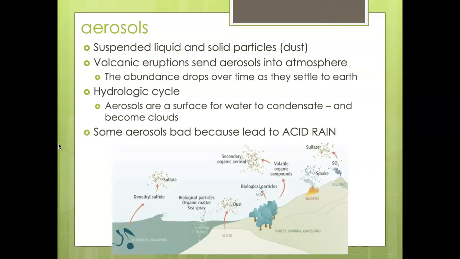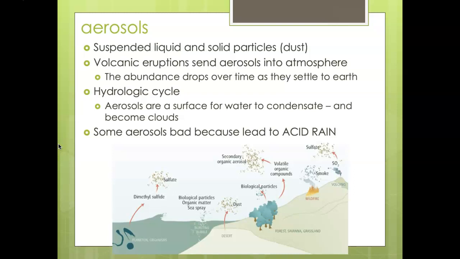Another thing in the atmosphere is aerosols. These are little bits of suspended liquids and solid particles like dust, maybe blown off of our deserts. Volcanic eruptions send aerosols into the atmosphere, and eventually gravity is going to pull all these little droplets back to the Earth's surface. But while they're in the atmosphere, they play an important role in the hydrologic cycle because they are surfaces on which water is going to condense and become clouds.